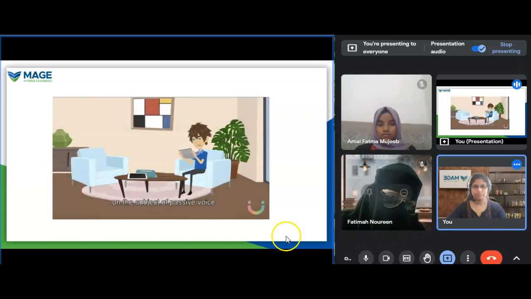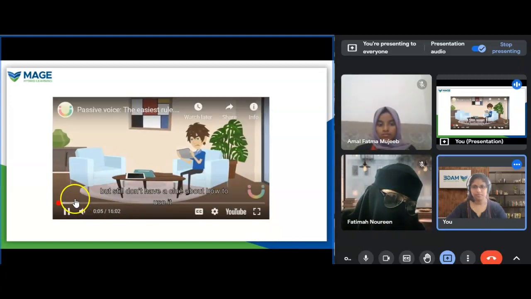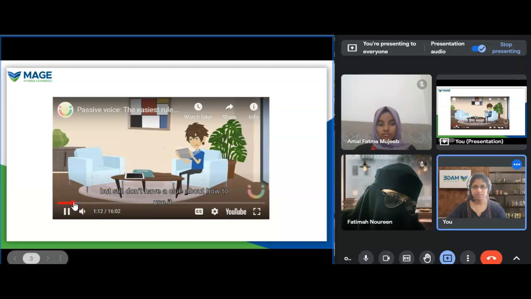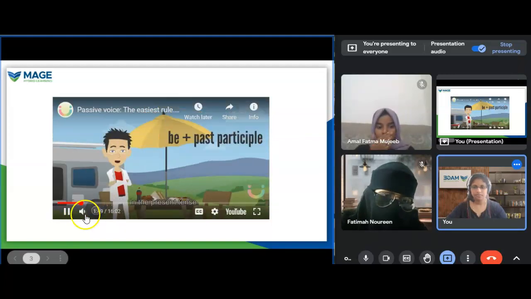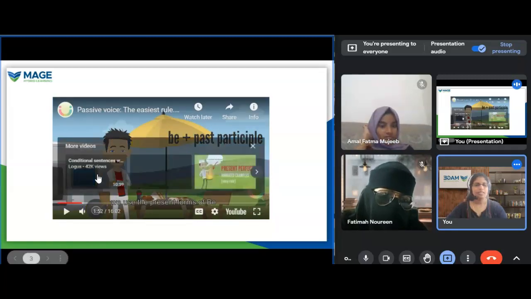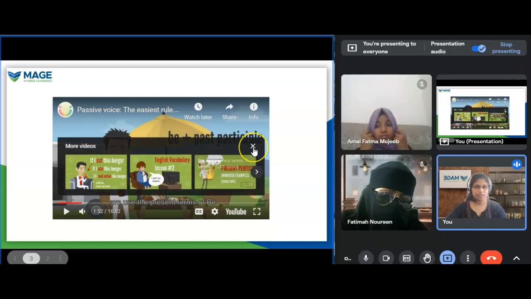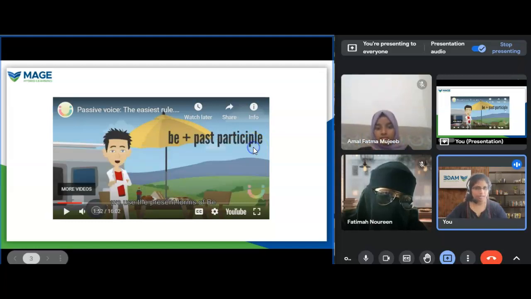You might have seen hundreds of explainer videos on the subject of passive voice, but still don't have a clue about past participle. Just look into a table of irregular verbs. In the present tense, we use the present forms of be. The third form of the verb is called past participle.